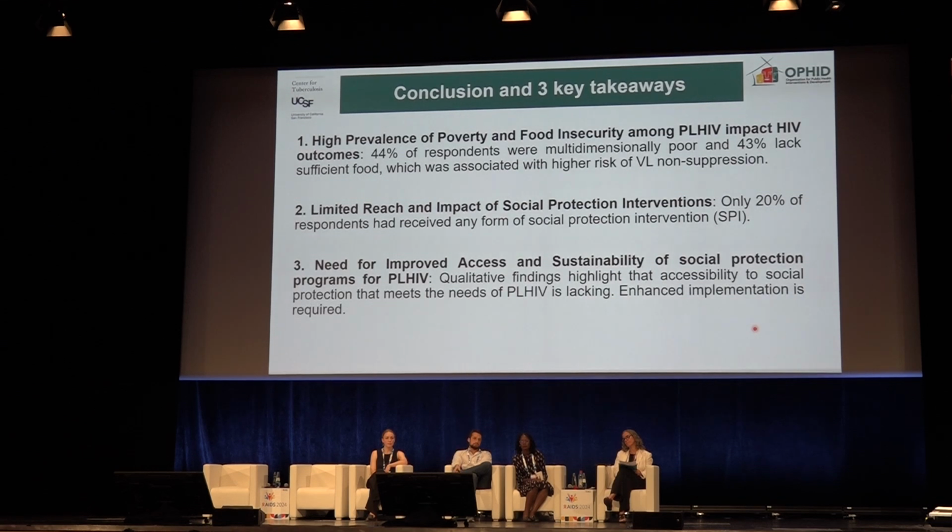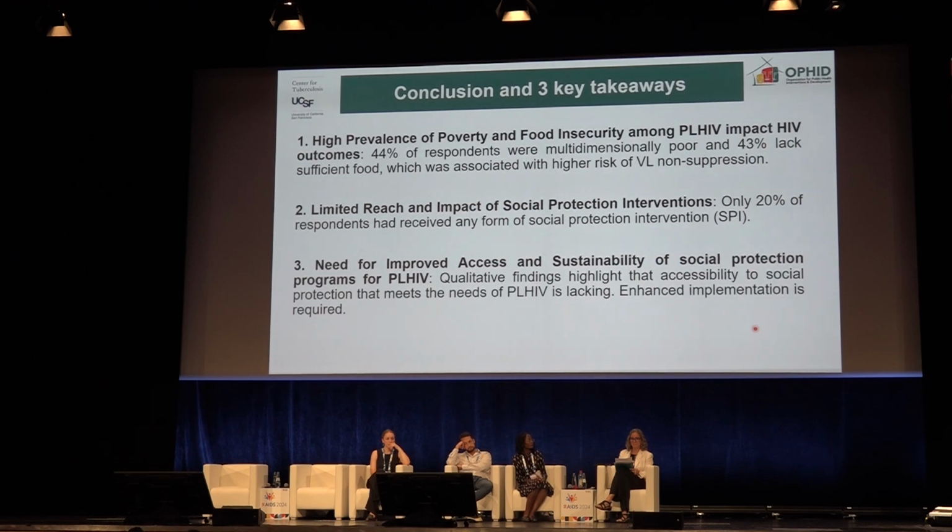To conclude, there was a high prevalence of poverty and food insecurity among people living with HIV. Like I have mentioned earlier, 44% of respondents were multi-dimensionally poor, and 43% lacked sufficient food, which was also associated with higher risk of viral load non-suppression. Number 2, there was limited reach and impact of social protection interventions. Only 20% of respondents had received any form of social protection intervention, despite high levels of poverty and food insecurity.